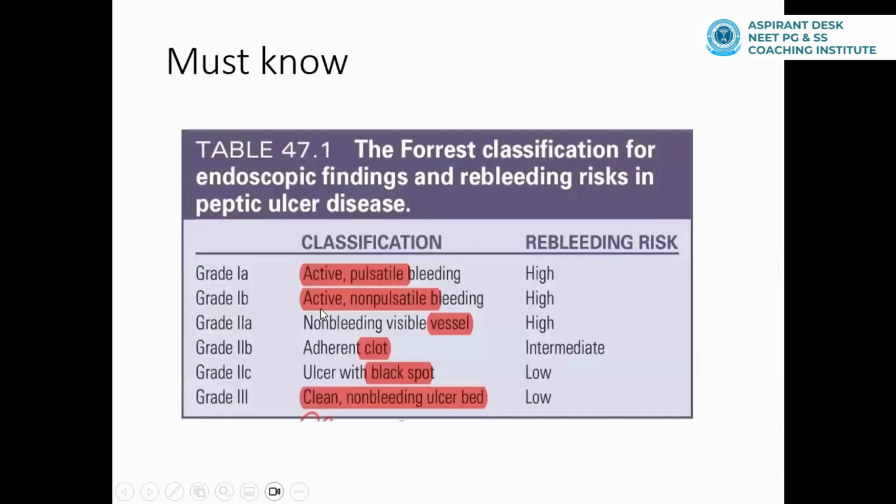So basically we could remember this grade 2 by VCD player. Okay, non-bleeding visible vessel, V. C means clot. D means dot. So VCD. So grade 2 is VCD player. Okay, you know VCD player, right? So non-bleeding visible vessel is V. C is clot. D is dot. Okay. So ulcer with the black spot is a 2C. So VCD. You could memorize like this.